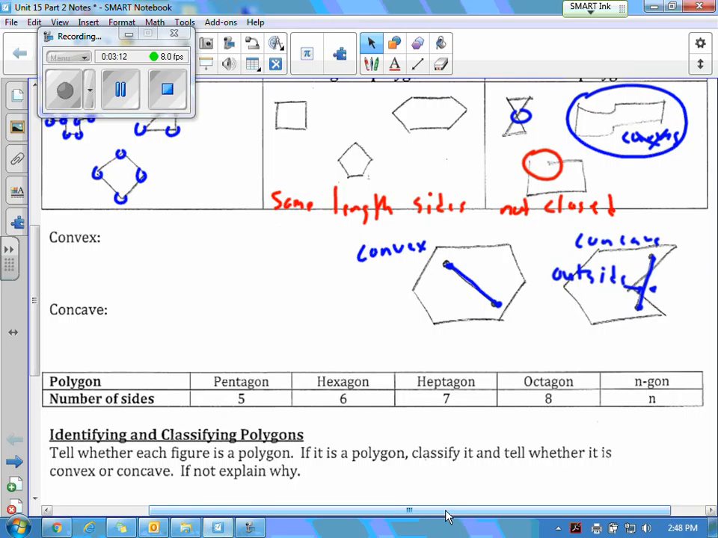We name polygons based on the number of sides they have. A triangle, tri is 3, quadrilateral, quad is 4, pentagon 5, hexagon 6, heptagon 7, octagon 8. After that, we just use the number, like a 9-sided polygon, a 10-sided polygon. Technically I think it's a nonagon for 9, a decagon for 10, but you can just say the number and then say polygon.